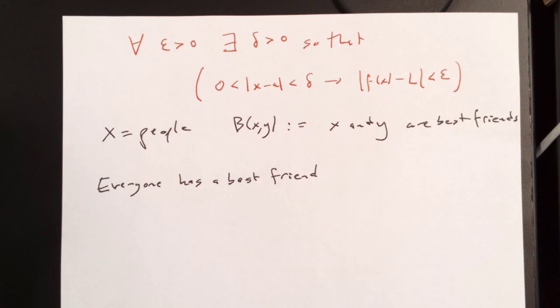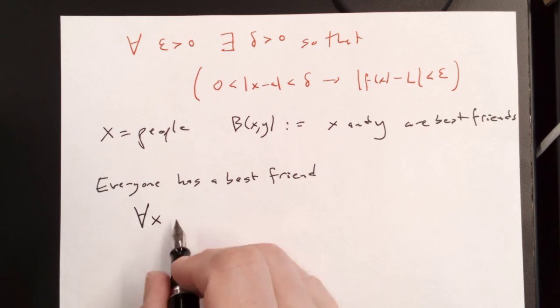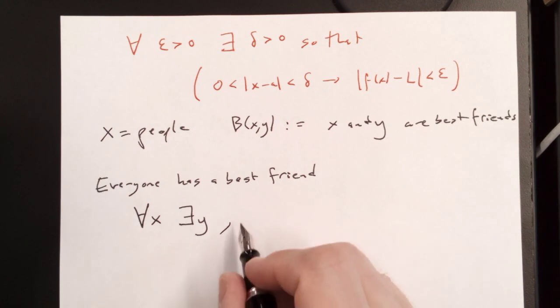I should have a string of symbols in front of me. Universals, existentials, x's, y's, other letters, whatever you want to use. How do I write this? For all x, there is at least one y, so that B of x, y.